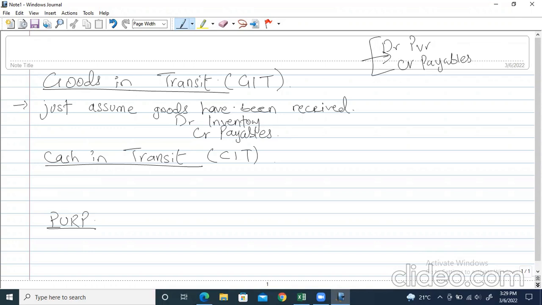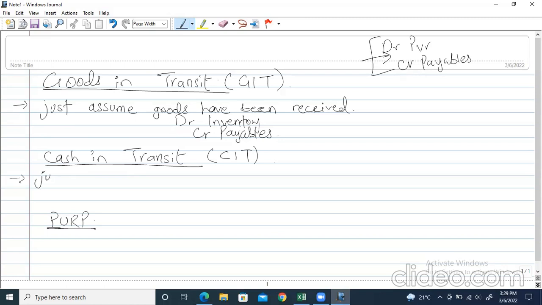Exactly the same thing happens in cash in transit as well. Let's discuss that. In cash in transit, there can be many examples. Let's say we are waiting for some customers to pay, or some supplier has taken more payment from us and we are waiting for him to pay us back. In actual, this means that we are waiting for the cash. The cash is in transit, in between transferring. It has not yet been received by us.